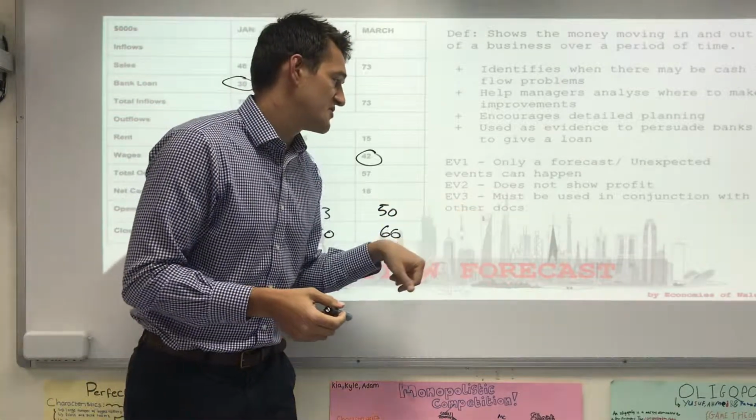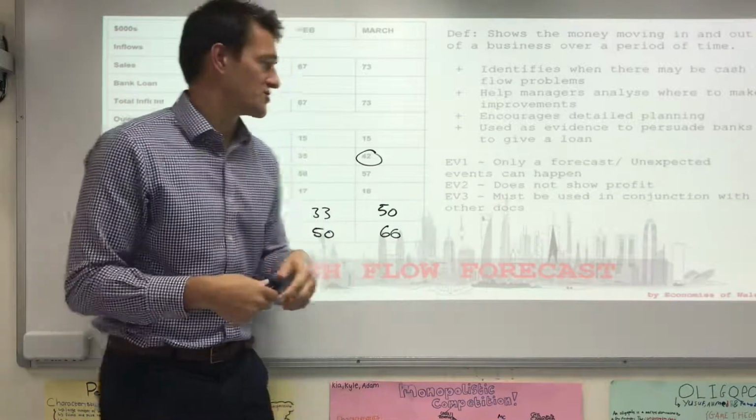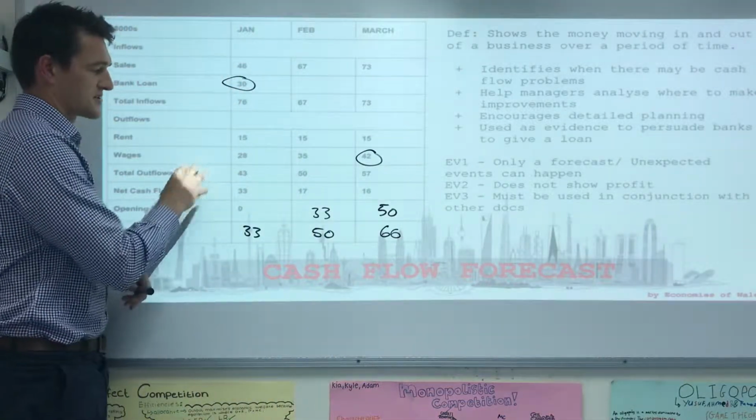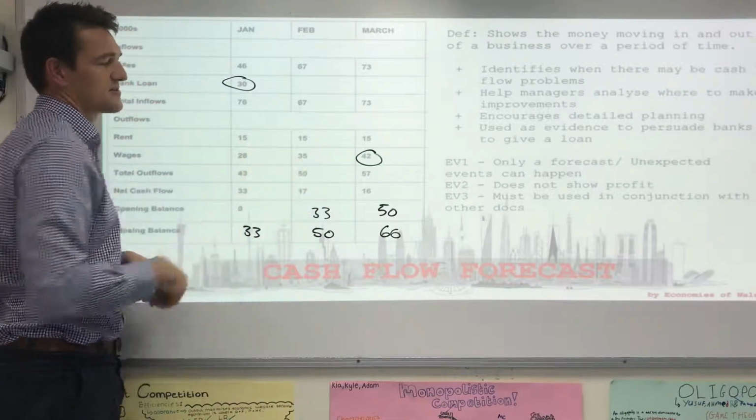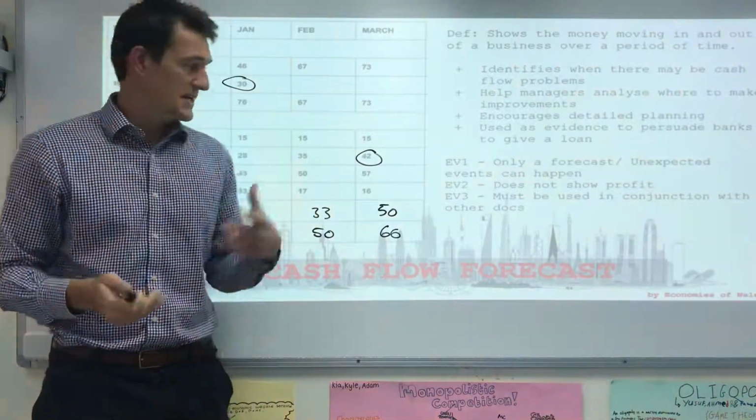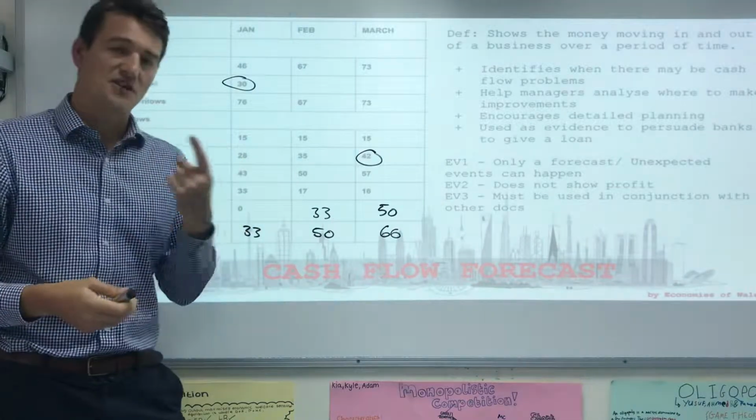Evaluation 3, it must be used in conjunction with other documents to make a full judgment. We have a cash flow forecast, we have an income statement, and we have a statement of financial position. There are 3 documents the business has produced because they all do different things. So judgments are very hard to make if you only have one.